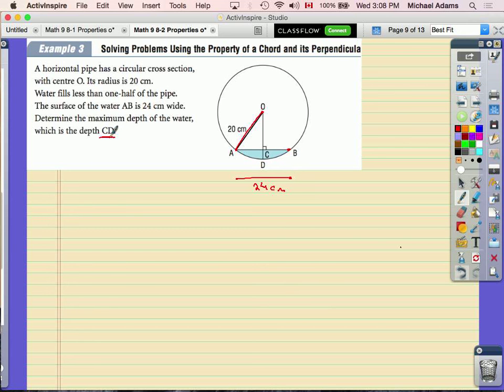So that's what we have to find. We have to find what it is from here to here. So now, let's think about what we do know.